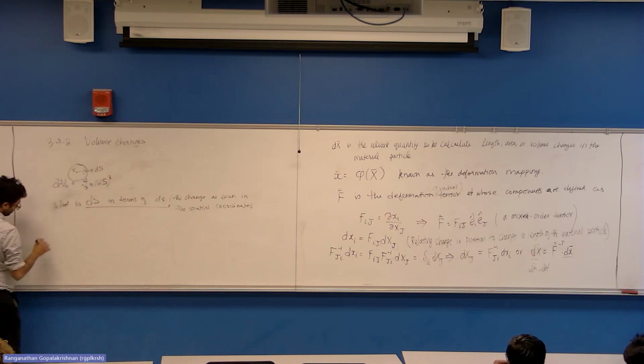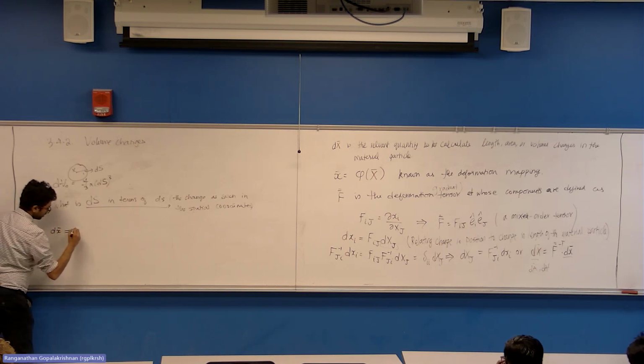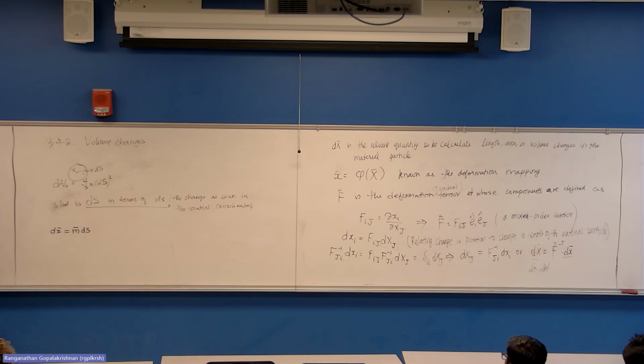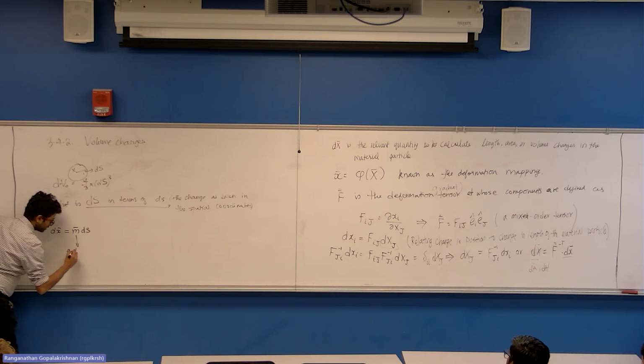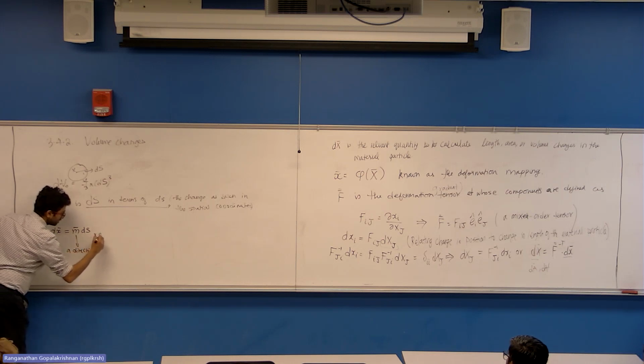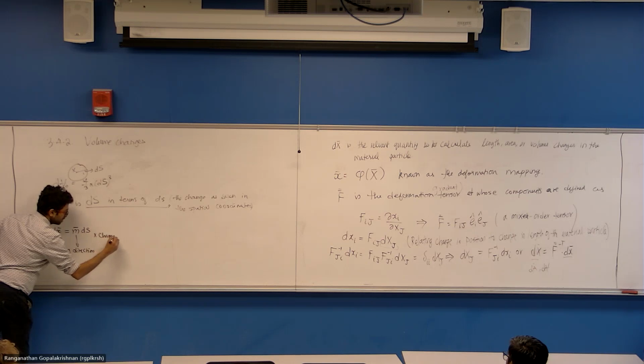Let's think about it. So I told you what is dx, right? Dx we can write is equal to m times ds. How do you think about this? You can write the change in position vector as a direction multiplied by a change in length. A direction multiplied by change in length.